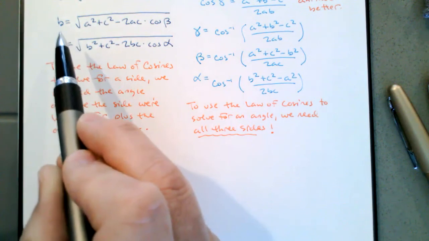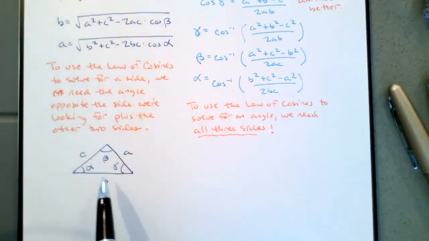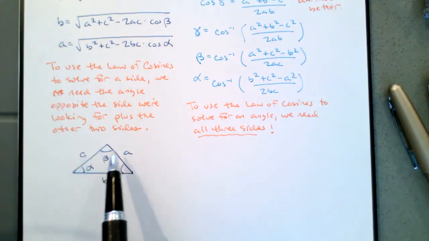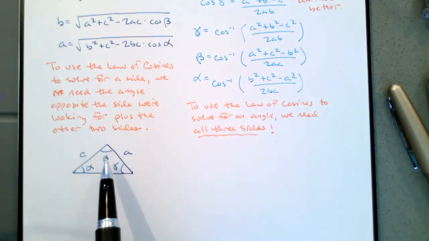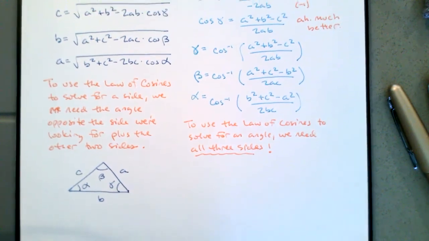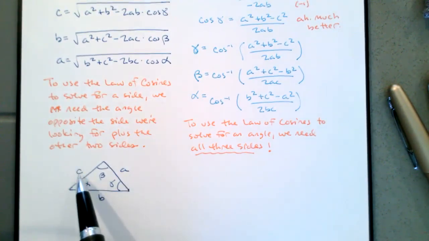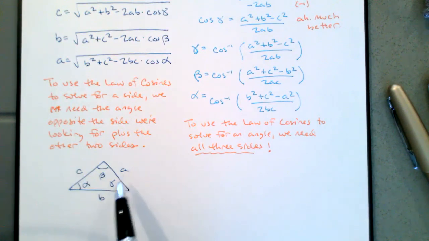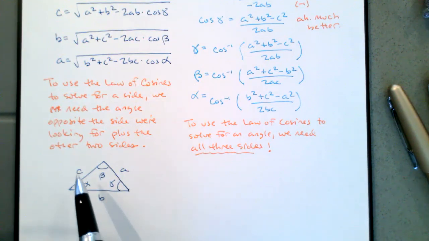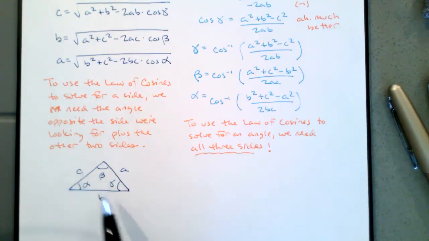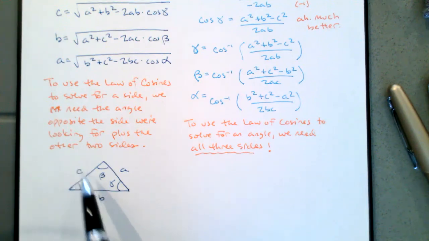To solve for side B, I need side A and C, and the angle in between A and C, which is beta, the angle opposite B. To solve for side C, using the law of cosines, I need angle gamma and the sides A and B. So to solve for a side using the law of cosines, I need two sides and the included angle. Sorry, I just pointed to sides and called them angles. Two sides and the angle between those two sides.